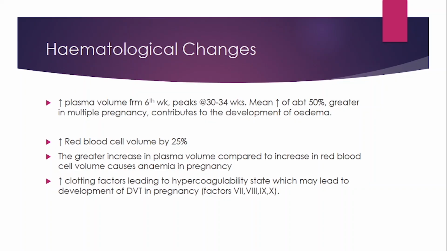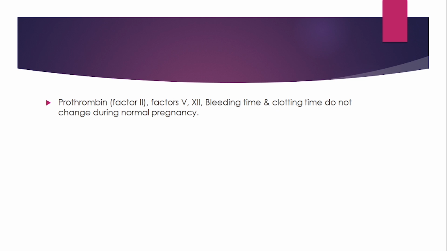In pregnancy also, we have increased clotting factors causing a hypercoagulability state, which may lead to development of deep venous thrombosis in pregnancy. Particularly, we have an increase in some clotting factors: factor 7, factor 8, factor 9, and factor 10. These are elevated in pregnancy, and the elevation may actually predispose some of these pregnant women to development of deep vein thrombosis in pregnancy.